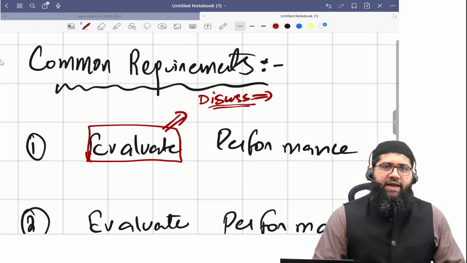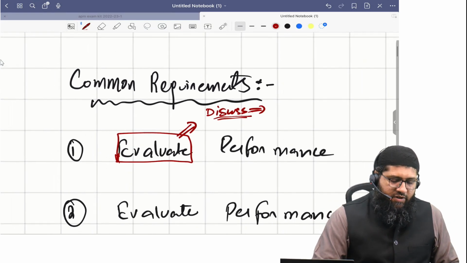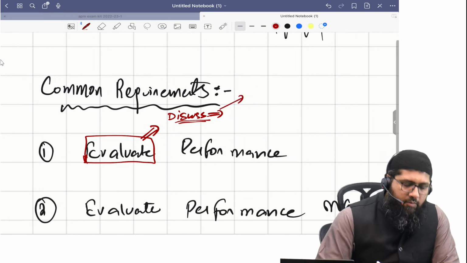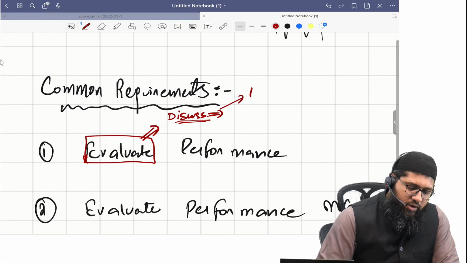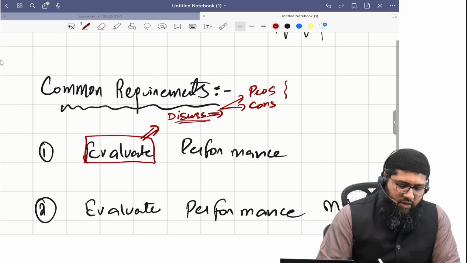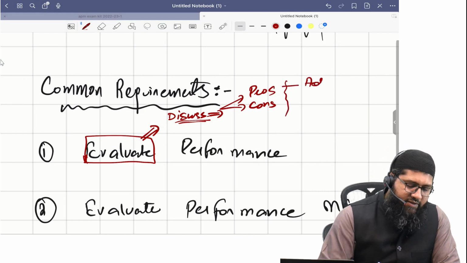When we talk about the concept of evaluation, what generally happens is that you are going to talk about both sides of the story. You're going to talk about the pros, you're going to talk about the cons, you're going to talk about both. If there is an evaluation of a technique, you will discuss the advantages, you will discuss the disadvantages. This is what you would do.